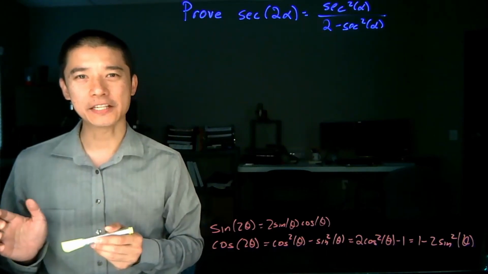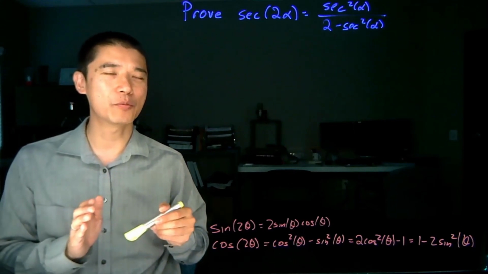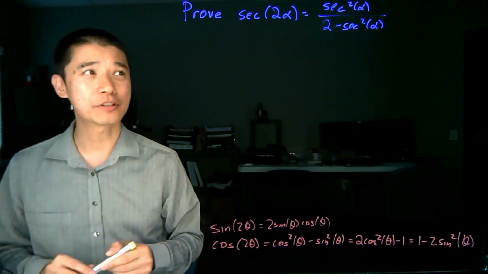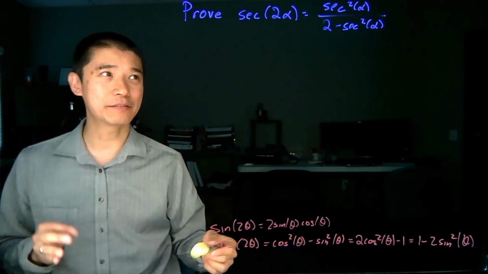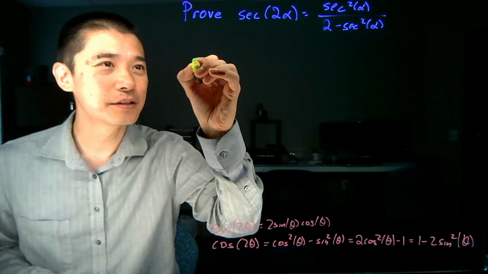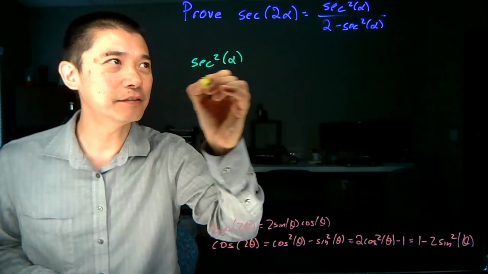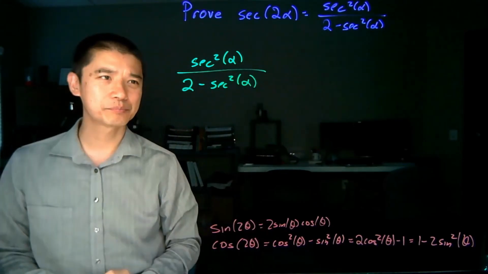We are proving an identity, so we need to start from one side and work our way to the other. And typically we start from the more complicated side and work our way towards a simpler one. In this case, the right-hand side is the complicated side. It's a fraction with secants in the numerator and the denominator. So let's start there. Secant squared alpha over 2 minus secant squared alpha.